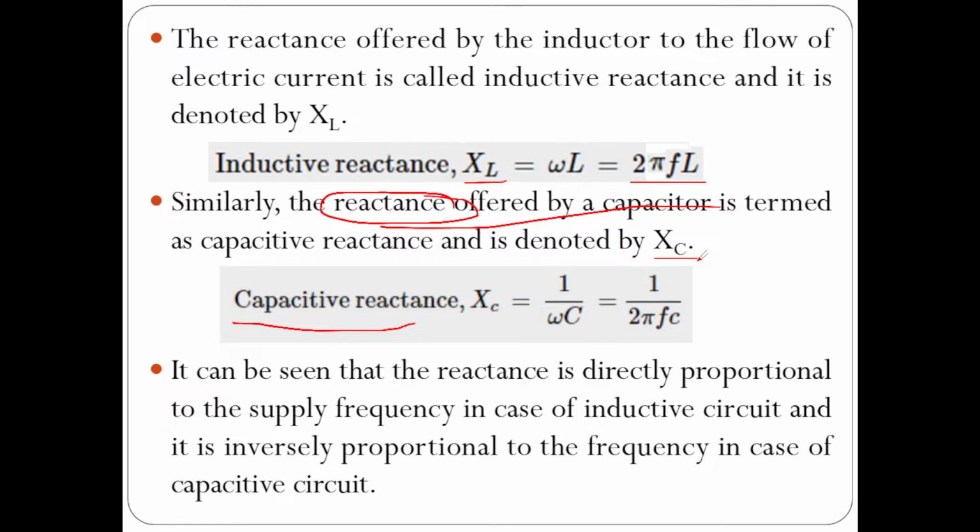Omega is what? 2 pi f. So capacitive reactance is given by XC equal to 1 by 2 pi f C. So these two are the formulas for inductive reactance and capacitive reactance. Just note it down: XL equal to, and XC equal to.